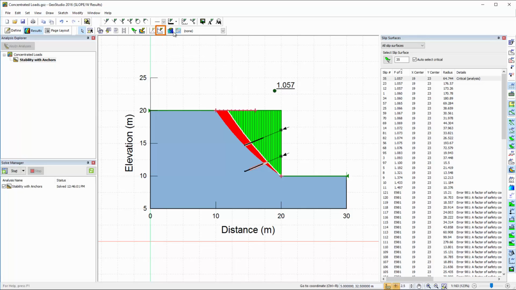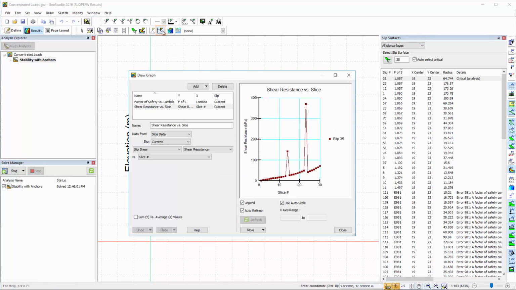In the Draw Graph window, I have plotted shear resistance versus slice. This graph shows the large change in shear resistance at the anchor locations. As previously discussed, variability in strength properties along the slip surface leads to convergence issues.